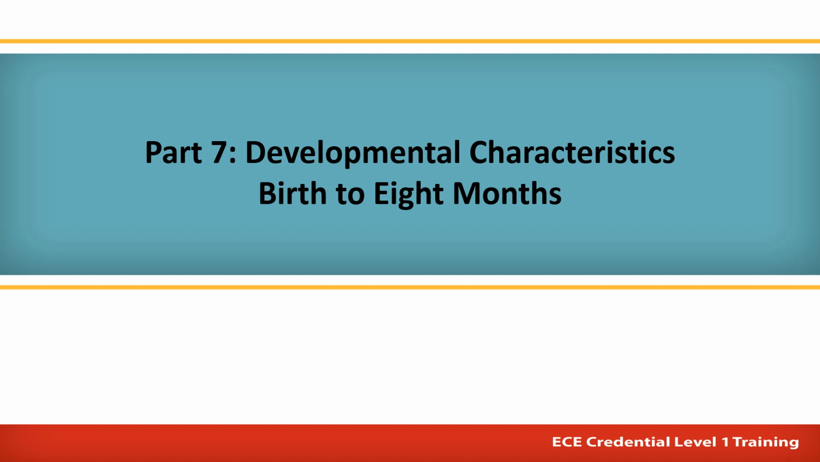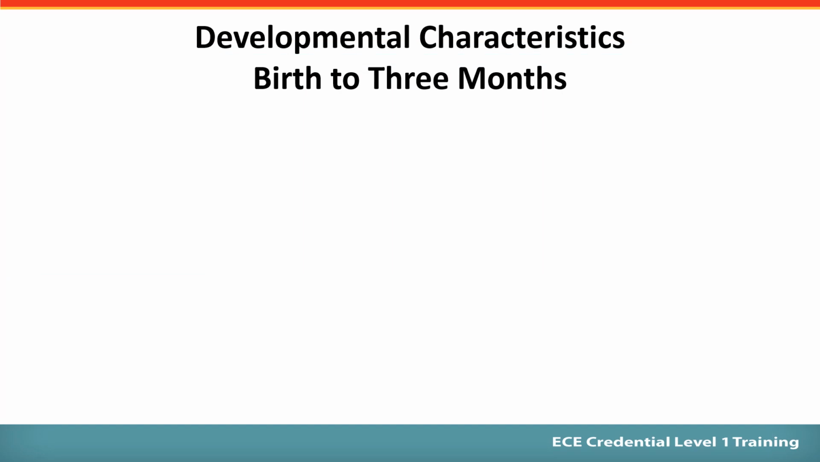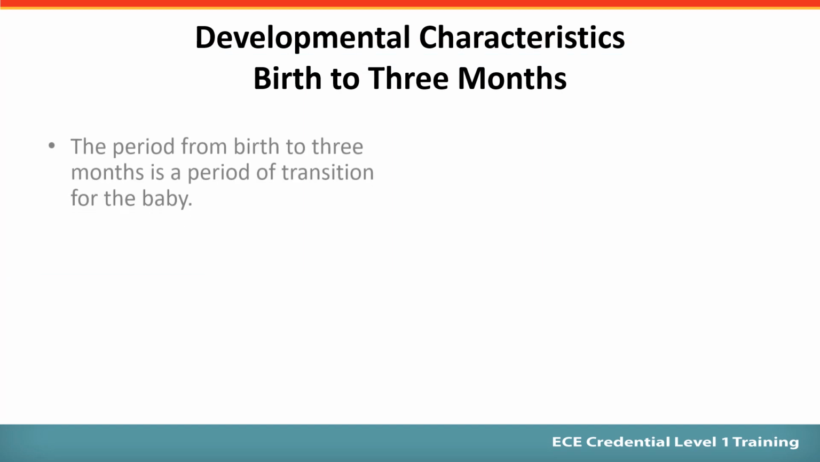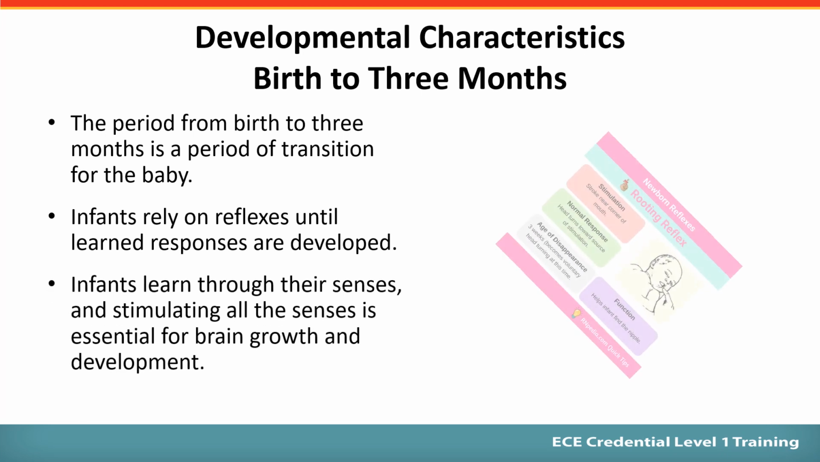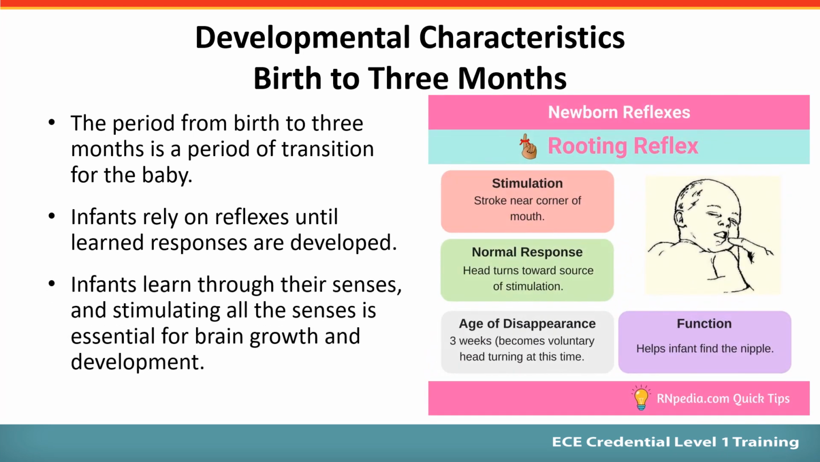Part 7 of this teaching looks at developmental characteristics from birth to 8 months. Actually, the first slide focuses on just the first 3 months of life. The module teaches that the period from birth to 3 months is a period of transition for the baby, a time where a lot of change is happening. Infants rely on reflexes until learned responses are developed. And infants learn through their senses, and stimulating all the senses is essential for brain growth and development.